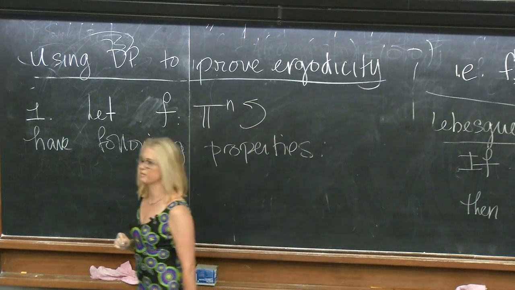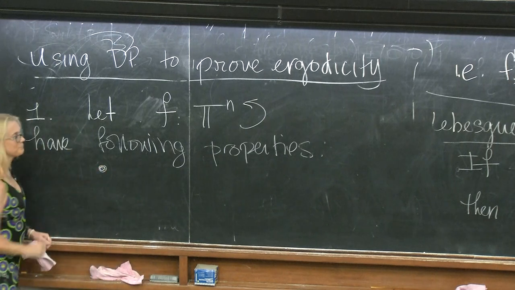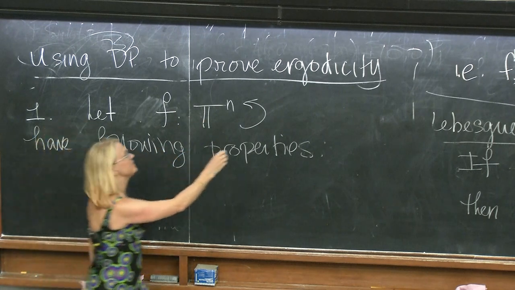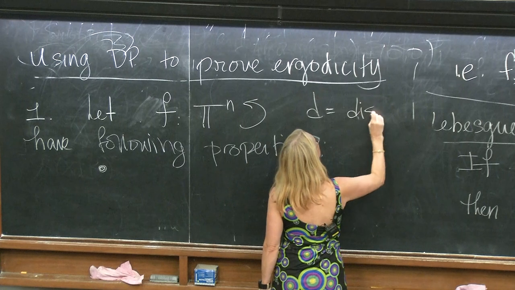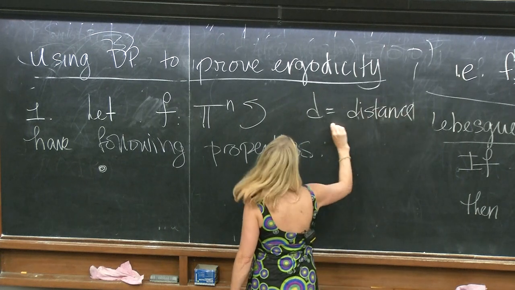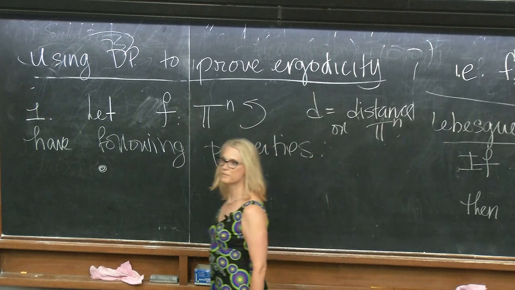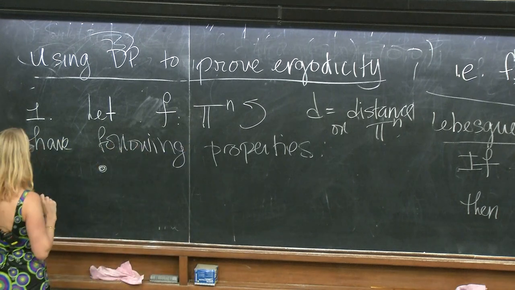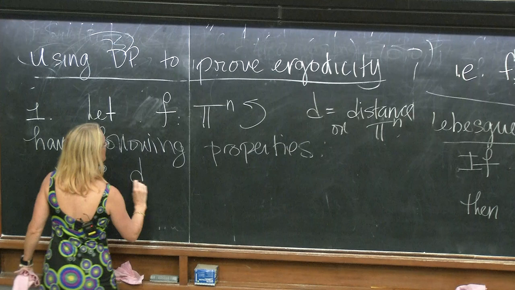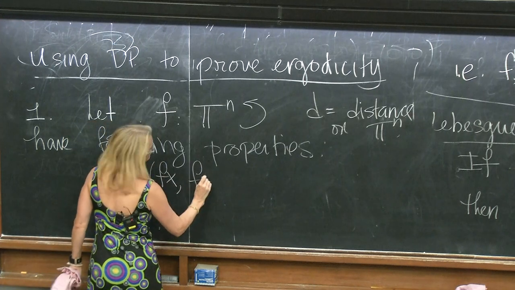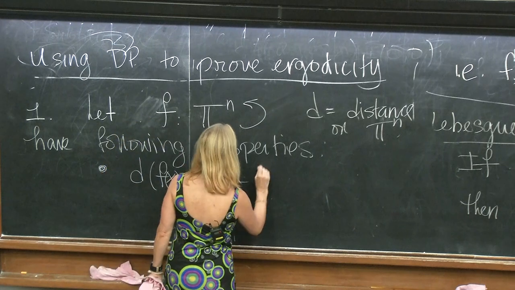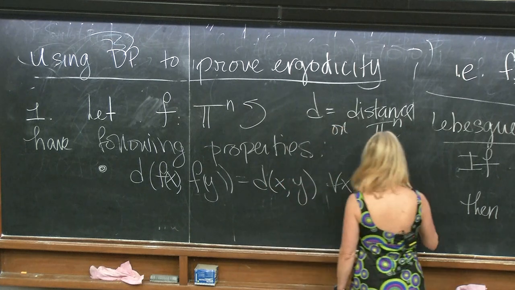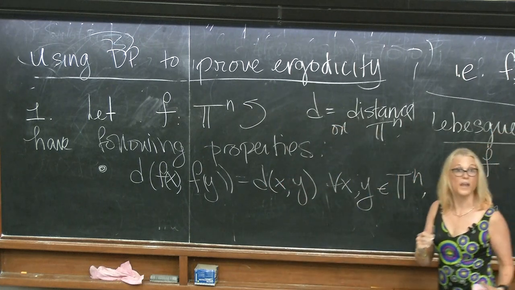And then we'll just focus on an example. So the first property is that the Euclidean distance, so we have a distance here, let's call it d. d equals Euclidean distance on T^n. Okay, so that's the shortest line segment connecting two points. The length of that is the distance. So two properties. The first is that the distance between f(x) and f(y) equals the distance between x and y for all x and y in T^n. So this is what's known as an isometry.